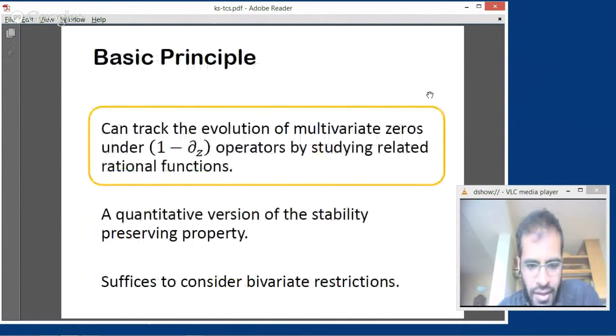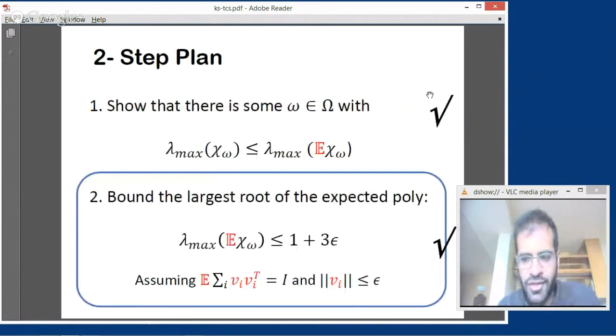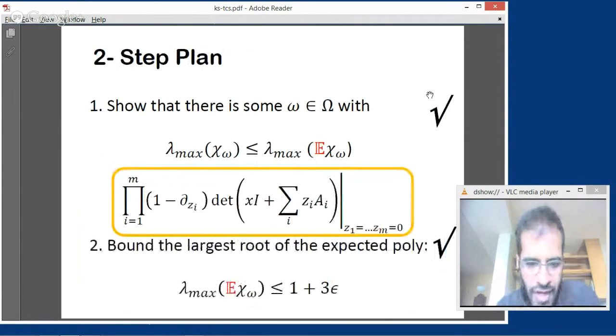And again, the basic principle is that if you want to track roots of multivariate polynomials, you should do it in a multivariate way, by studying what these operators do to some canonical rational functions. So that's the end of the proof. I bounded the roots, and in both cases I used exactly the same structure, namely that these expected polynomials have this representation.